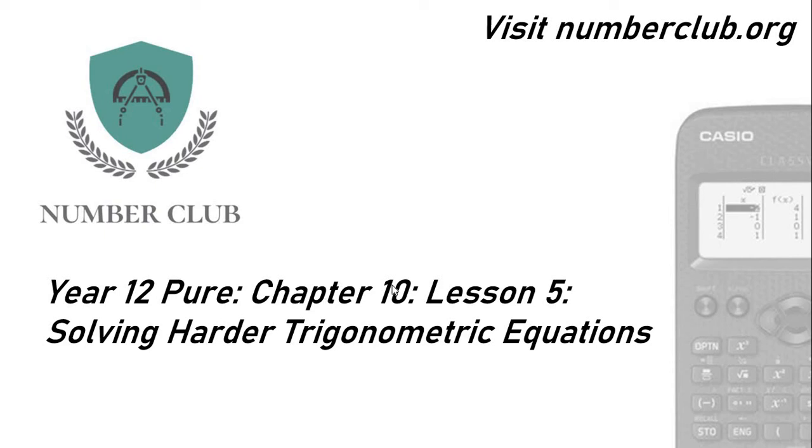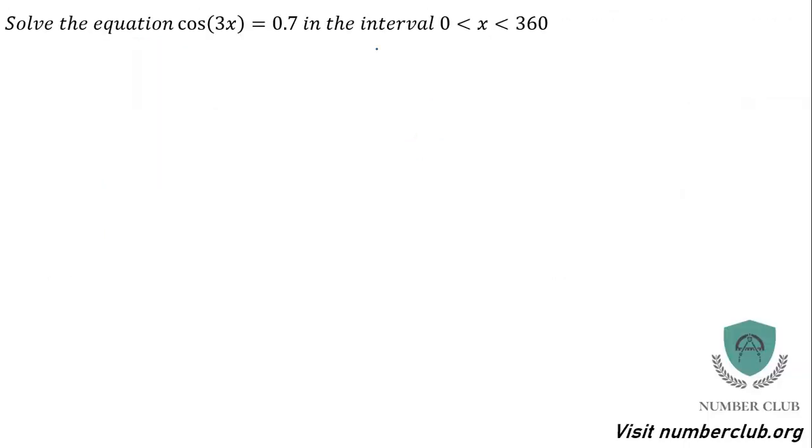Hi, this is Year 12 Pure, Chapter 10, Lesson 5, and today we're going to be solving some harder trigonometric equations. What I mean by harder trigonometric equations is something where you've got an adjustment happening before the trig. So the trig has been applied to some function. So not things where we've got, say, cos of x, but things where we might have cos of 2x, or sine of x plus 30. So something happening before the trig has been applied.